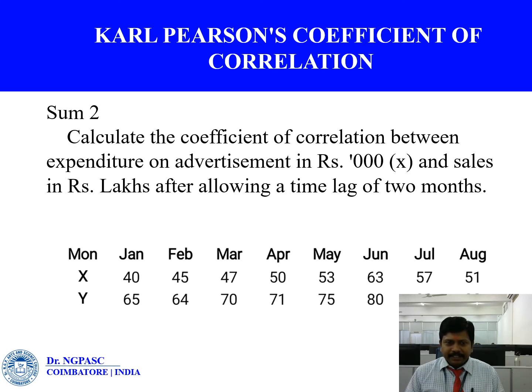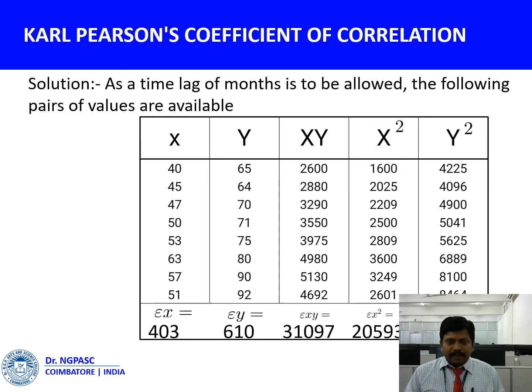Similarly, we have to use this second sum. In this sum, calculate the coefficient of correlation between expenditure on advertisement and sales in rupees after allowing a time lag of 2 months. Months from January to August are given, with 2, 4, 6, 8 set of values. First we have to write the first column, and as a time lag of months is to be allowed, the following pairs of values are available.